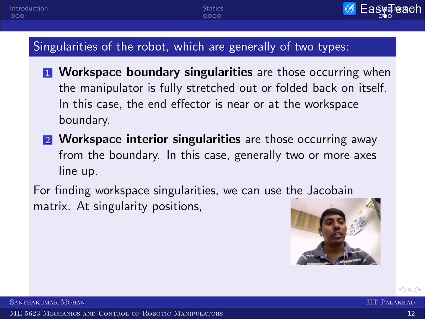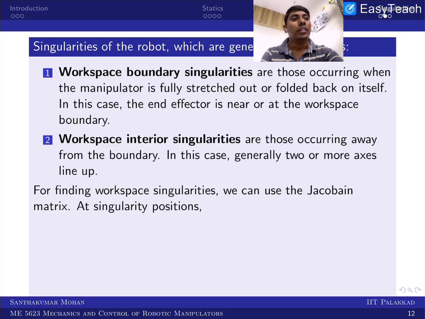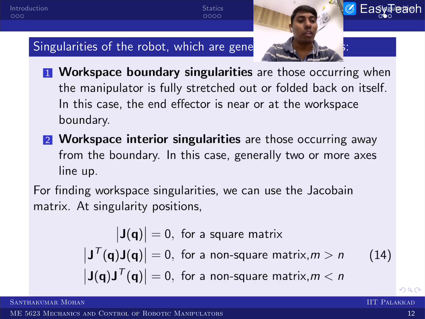Okay, so this singularity can be obtained with the help of the Jacobian matrix. If it is a square matrix, you take the Jacobian determinant and equate it to 0, and the conditions that come out are the singular positions or singular points. When the matrix is rectangular, you take whichever product gives the smaller size, either J transpose into J or J into J transpose.